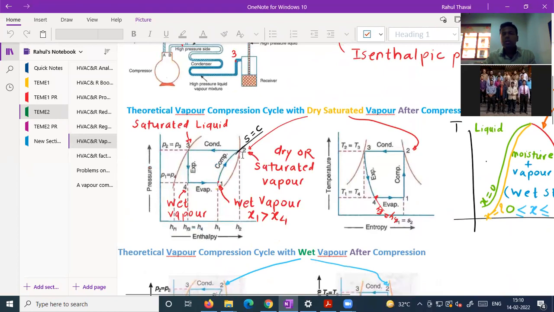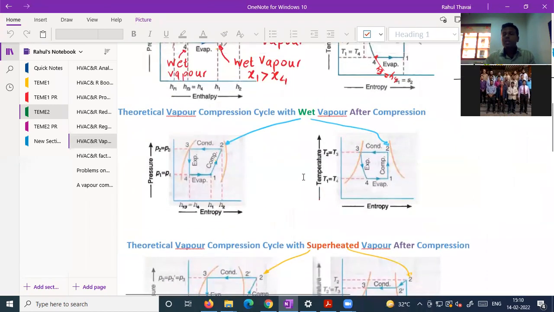First case, after the compression we have dry saturated vapor. That is point number 2, where point number 2 is lying on the dry saturated vapor line. Next case, we have seen after the compression we have wet vapor. So you can see point number 2 is lying inside the dry saturated line.